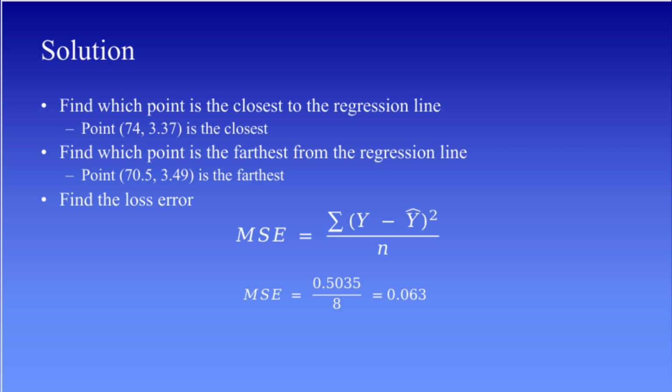We then identify the closest point as the point whose absolute epsilon value is lowest, the farthest point as the point whose absolute epsilon value is highest, and calculate loss error using mean square error. To calculate mean square error, we first square the error values for each data point, then add all the squared errors and finally divide it by n.